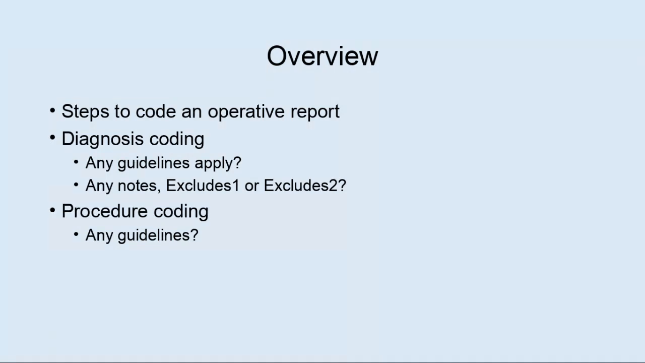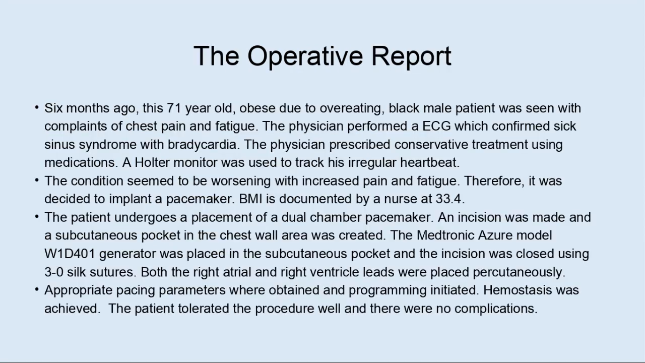So here's an overview of what we're going to discuss. We're going to talk about the steps to code an operative report, and we're going to present a sample op report, and then kind of take it apart. Look at the diagnoses codes. Are there any guidelines that apply here? Are there any notes, excludes one or excludes two notes that apply? And then we're going to get to the procedure coding and look at any guidelines that may apply there.